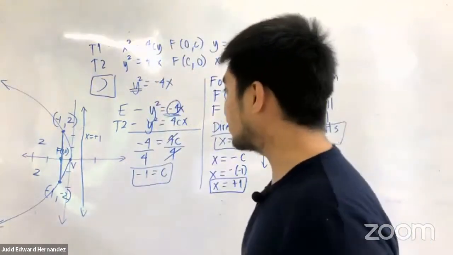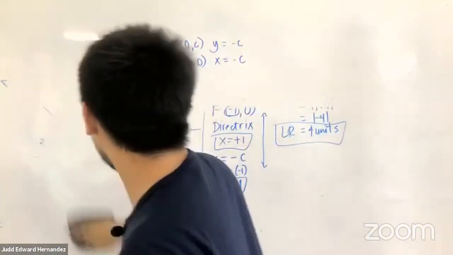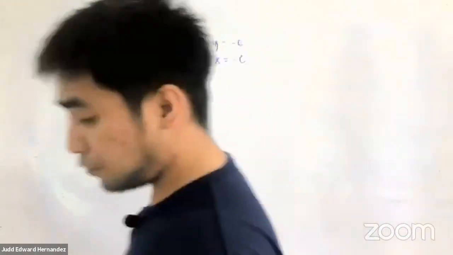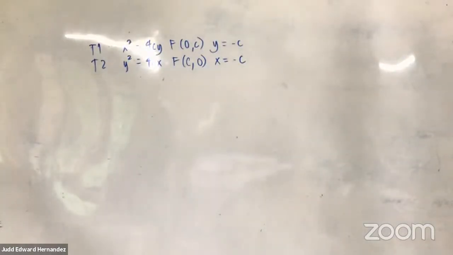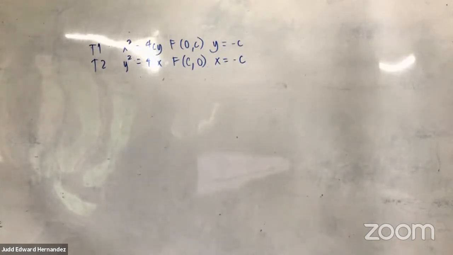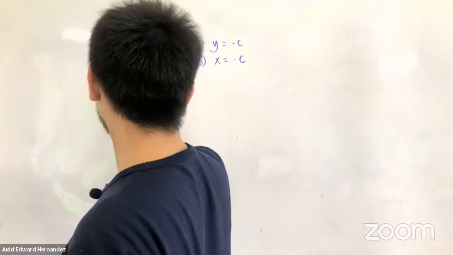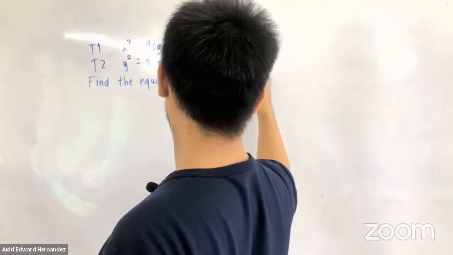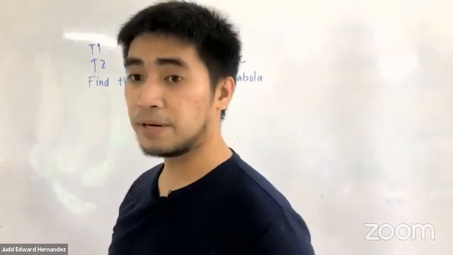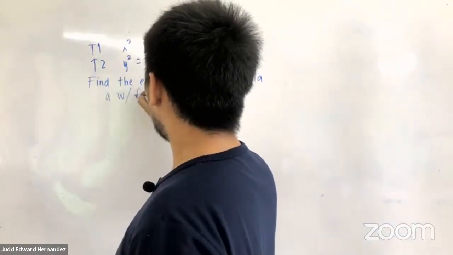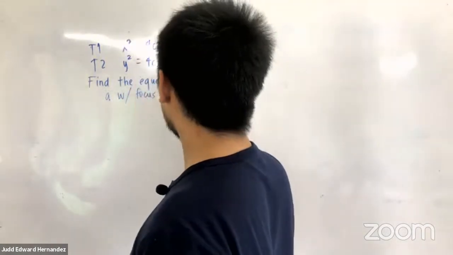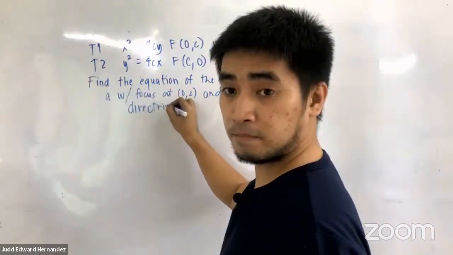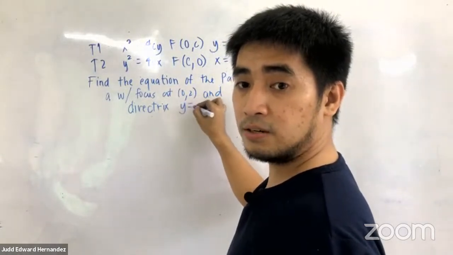If this is clear, let's have another example. What if I reverse the question? What if I give you the points and now you are asked to find the equation? What will we do if you are given the points and asked to get the standard equation? Example, find the equation of the parabola with focus located at 0, 2 and directrix y is equal to -2.